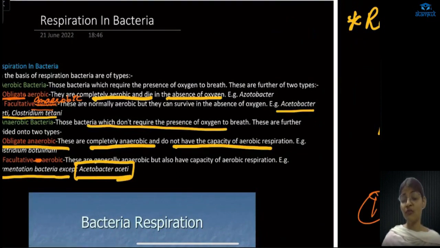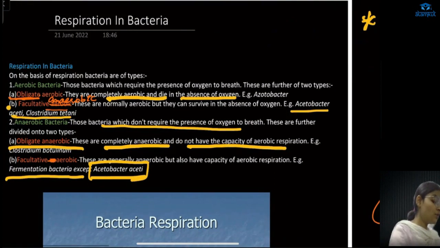Basically, there are two types of respiration that occur in bacteria. One is aerobic respiration, another is anaerobic respiration. Aerobic respiration has two types, and anaerobic also has two types. So respiration in bacteria is divided into two kinds: one is aerobic, another is anaerobic.